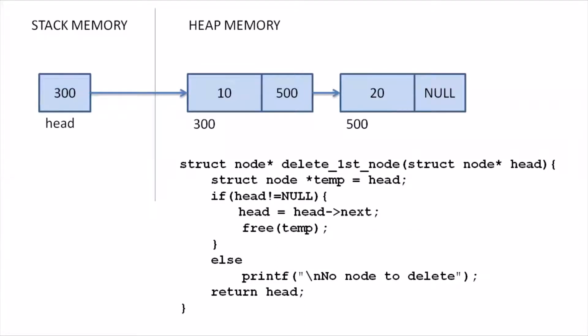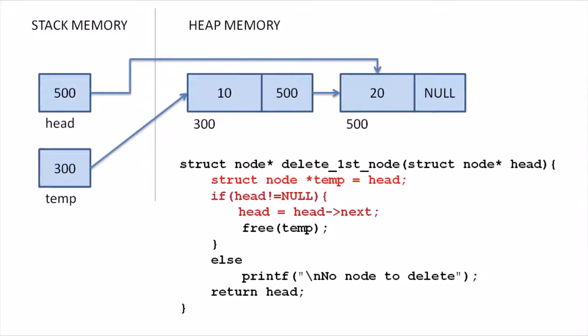Now, if we want to delete the first node of a linked list, we first need to check whether the linked list is an empty list or not. If the list is not empty, that is, if head is not equal to null, then we initialize a pointer to a struct node called temp as head. Next, we shift the pointer head to the next node by executing head equals head next.